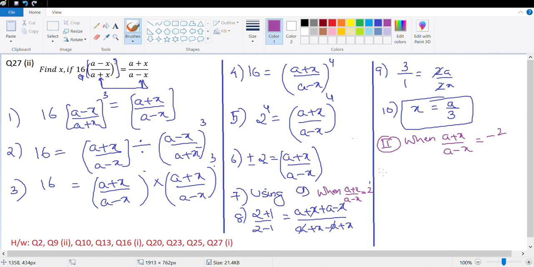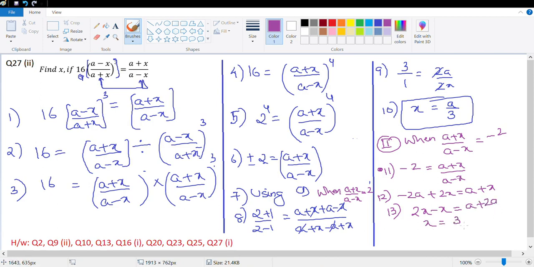So what we have is negative 2 is equal to a plus x upon a minus x. This time, let's cross multiply. So that's negative 2a plus 2x is equal to a plus x, right? Negative 2a plus 2x is equal to a plus x. Let's bring x on one side, a on the other. So 2x minus x is equal to a plus 2a. That's x is equal to 3a, which means we get two values of x. x is equal to 3a, or x is equal to a by 3.